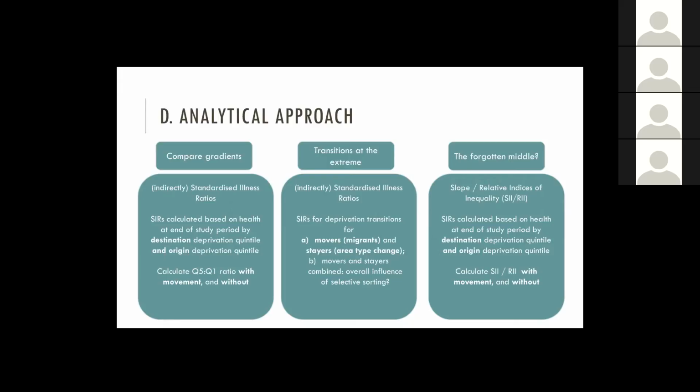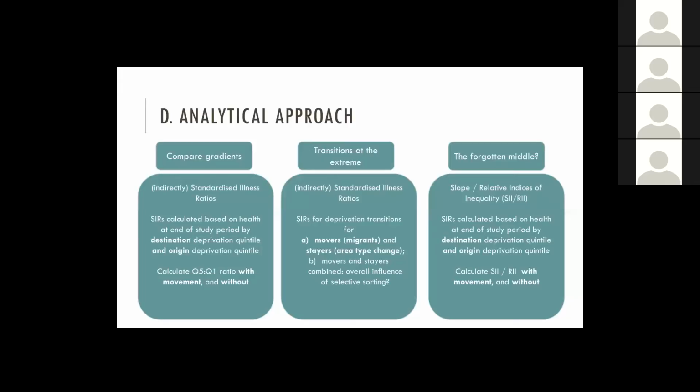If you do see a difference, it's then worth beginning to explore where that difference is going on. And most commonly, this is by looking at transitions at the extremes. So moves into or out of quintile 1, the least deprived areas, or into and out of quintile 5, the most deprived areas. So then you can calculate standardized illness ratios for differently transitioning groups. So this could be on the one hand for movers, because obviously your area type can change because you have moved house. But you can also do this for stayers, because people's area type might change due to changes in the area itself. And then you can have a combined look at seeing what is the overall influence of selective sorting when you look at these transitions.